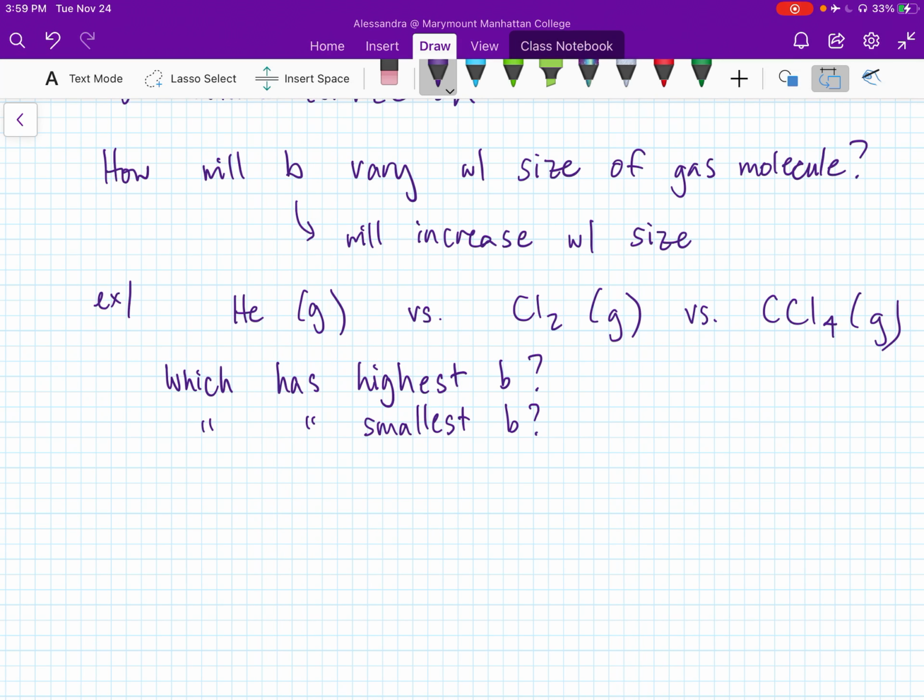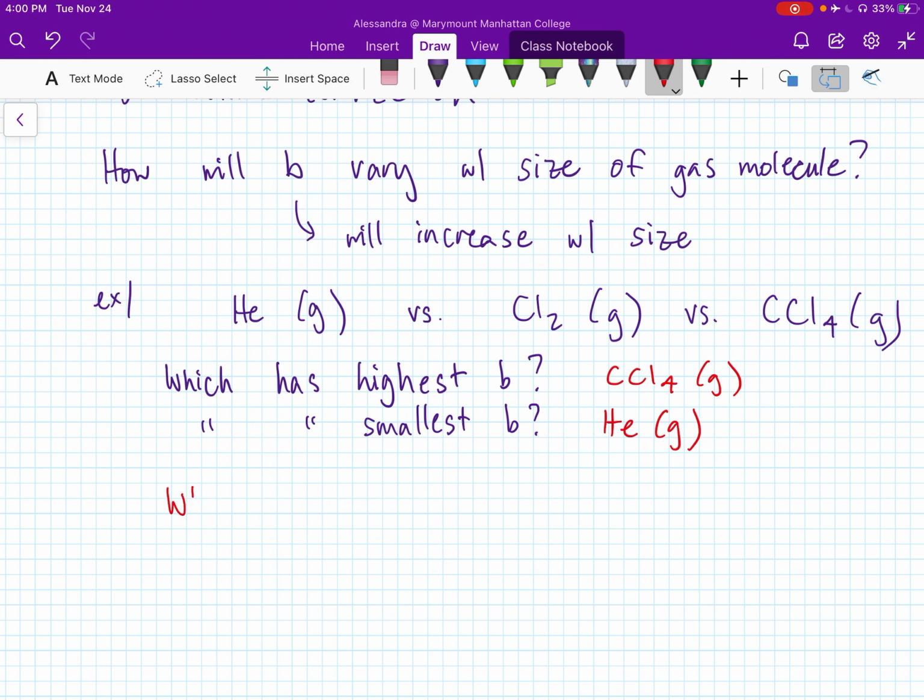The biggest of these three molecules by far is going to be carbon tetrachloride. That's going to be the heaviest one, the largest one. It has the most atoms, it has the most bonds, it has the highest molecular weight. So we would expect carbon tetrachloride to have the highest B value of these three. The smallest B is going to belong to the smallest gas, and helium is the smallest gas molecule of these three by far.